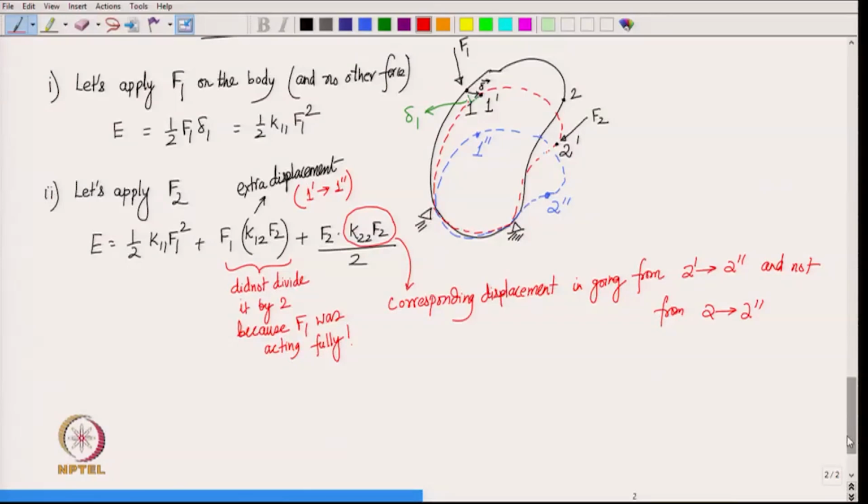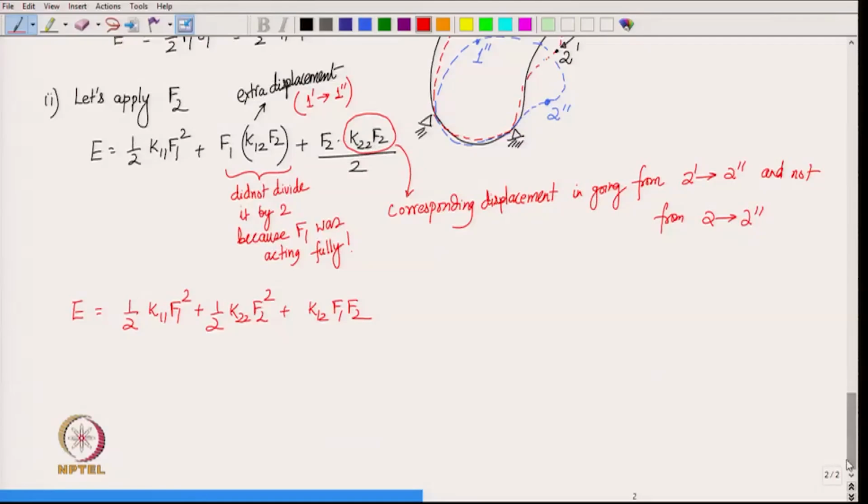So, the final energy when both F1 and F2 are acting, that is equal to half K11 into F1 square plus half K22 into F2 square plus K12 into F1 into F2. Okay. We can now reverse our step. We say that in step 1 we apply force F2 and then in step 2 we apply force F1, just the reverse of what we did now. Okay.